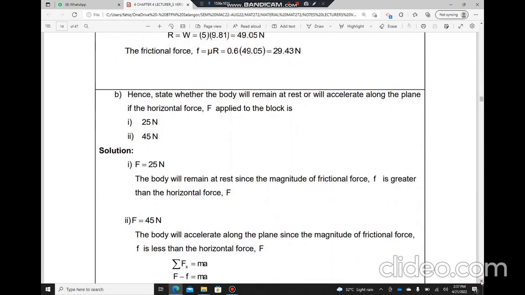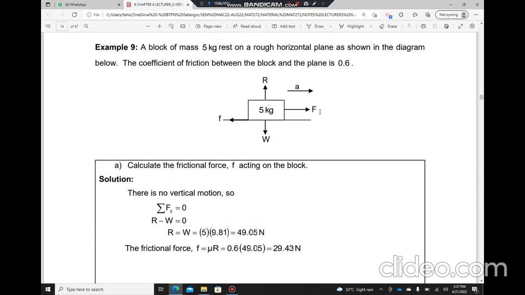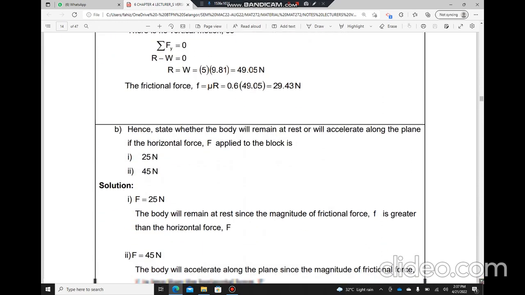Okay, hence state whether the body will remain at rest or will accelerate along the plane if the horizontal force F is applied to the block. Okay, so yang ni dibagi dua case. Bila satu horizontal force is 25 and then another one bila horizontal force is 45. So yang ni lah maksudnya dibagi nilai F ni kan. Okay. So, kita ada dua case kat sini.